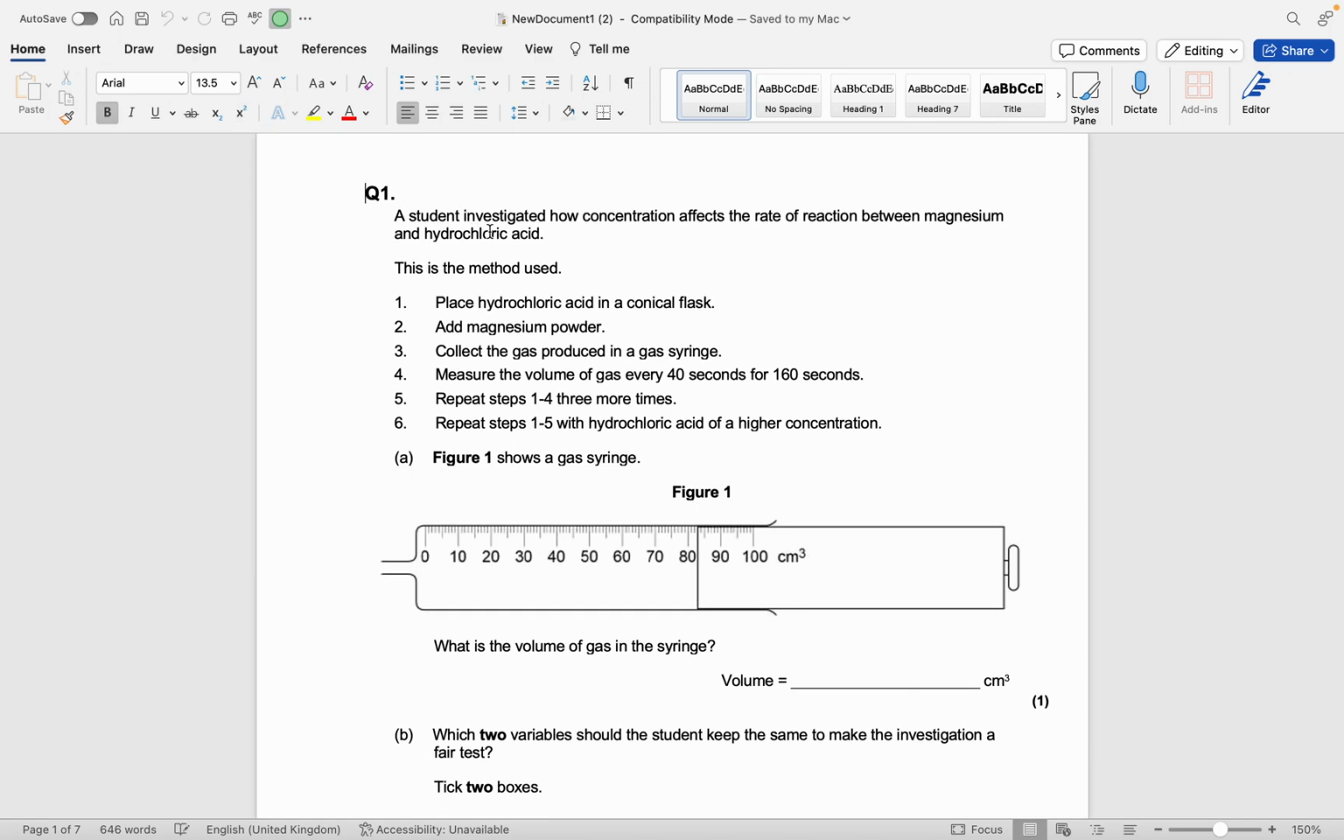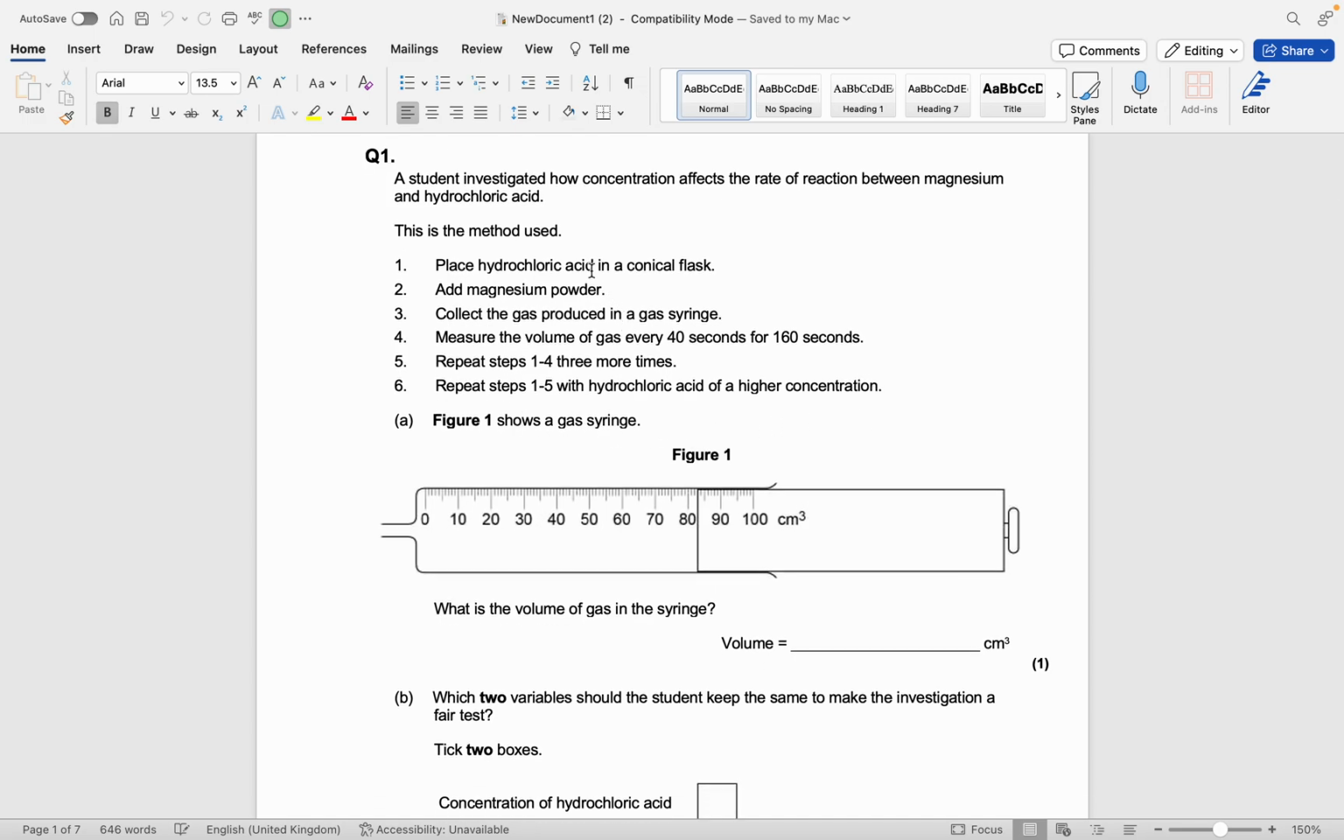So it says, question 1, a student investigated how concentration affects the rate of reaction between magnesium and hydrochloric acid. It says, this is the method used. Place hydrochloric acid in a conical flask, add magnesium powder, collect the gas produced in a gas syringe, measure the volume of gas every 40 seconds for 160 seconds, repeat steps 1 to 4 3 more times, repeat steps 1 to 5 with hydrochloric acid of a higher concentration.